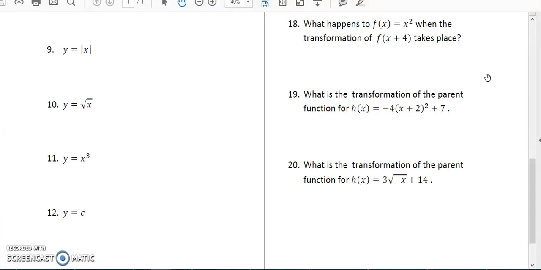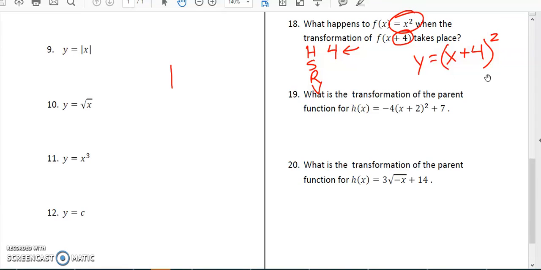This is the transformation stuff. This is your HSRD. Notice that this is a +4 on the inside part. If it's on the inside part like that, it's a horizontal shift. And it's a horizontal shift plus goes left. So this would be 4 to the left. If you need to, you could always graph y equals x plus 4 squared on the graphing calculator and compare it to the graph of the original, and you should be able to generate an answer.